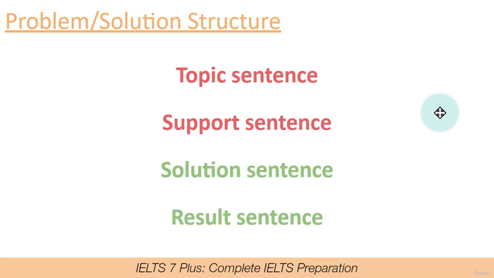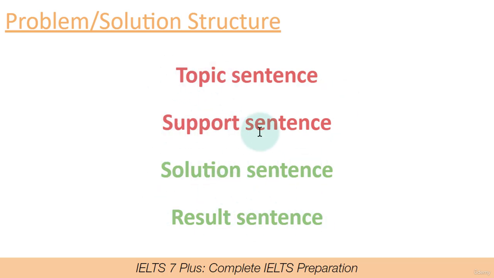So the problem solution question is quite different, as I just said, and that's because the sentence types that we use in the supporting paragraph are quite different to all the other sentence types. So within most task 2 essays, we have a topic, a support, and then an example. It's pretty much how we structure each sentence. But in a problem solution question, it's quite different. We have a topic and support, which tells us the problem. And then we have a solution and result, which of course tells us the solution.